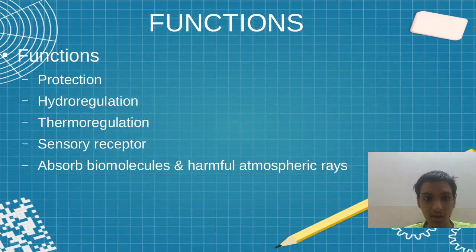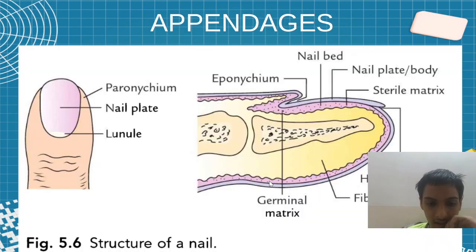What are the functions? We go in brief: protection, hydro and thermoregulation, sensory receptor, and absorption of biomolecules and harmful atmospheric rays. Now appendages. Let us see the structure of the nail and hair.